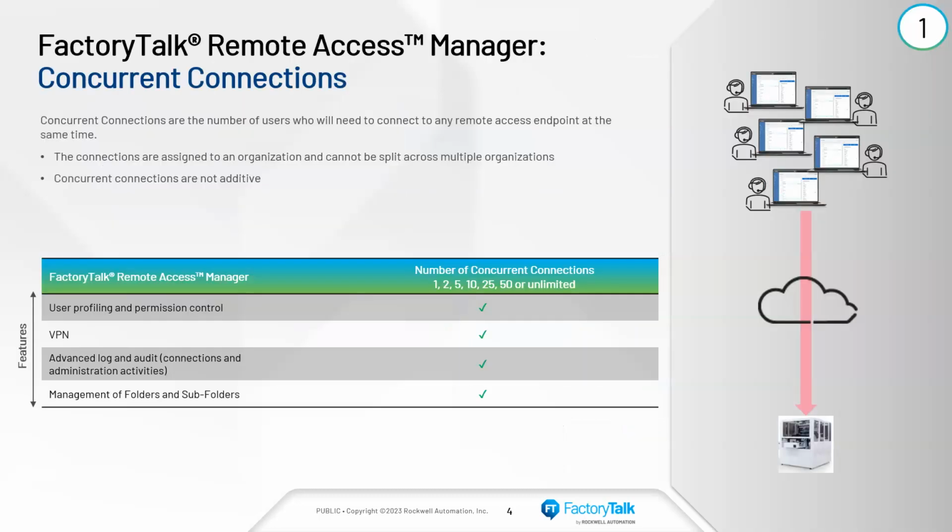So for the Remote Access Manager, this is the first piece. This is what you would need to enable to make the remote connections. To use the manager, you do need to have an entitlement. So there will be an entitlement required inside of FactoryTalk Hub. That entitlement will come in different tiers, which will allow for various numbers of concurrent connections. From the chart, we can see we have options for 1, 2, 5, 10, 25, 50, or even an unlimited number of concurrent connections.